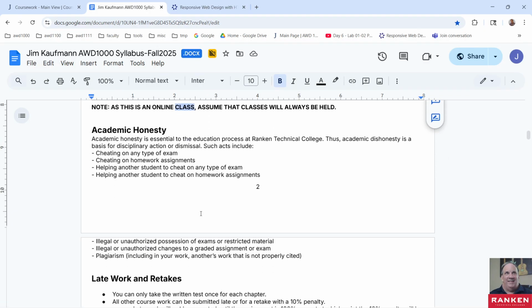Real quick note on academic honesty. It's essential to the education process at Ranken, and thus academic dishonesty is a basis for disciplinary action or dismissal. So just make sure you do your own work.